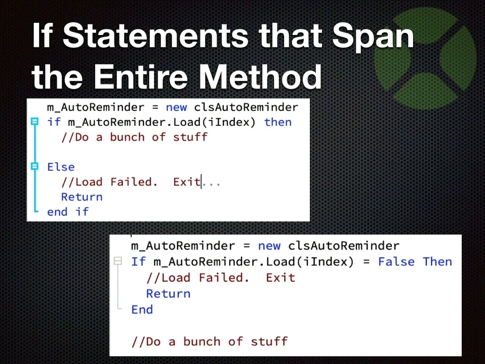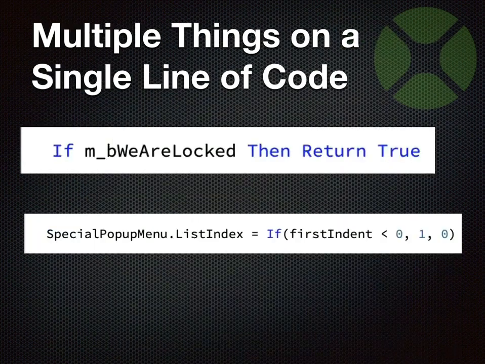The comment was the blue lines in the latest release help. I disagree, and I'll show you why in a minute. Yes, and we'll talk about that in a second. So, multiple things on a single line of code. Again, this code's not wrong. I mean, we've all done it.